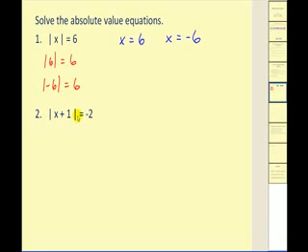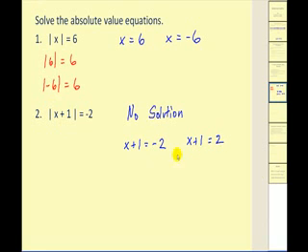Okay, right away on number 2, they're testing us. We have the absolute value of x plus 1 is equal to negative 2. Well, we know an absolute value can never equal a negative number. Therefore, this equation will have no solution. However, if you don't recognize that right away and you do try to set up your two equations as x plus 1 equals negative 2 and x plus 1 equal to positive 2, we can still solve these.